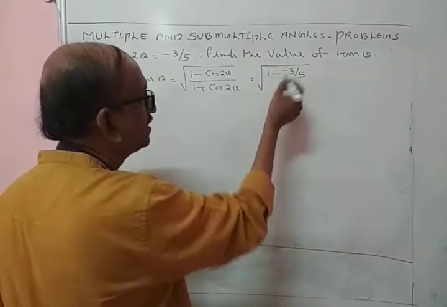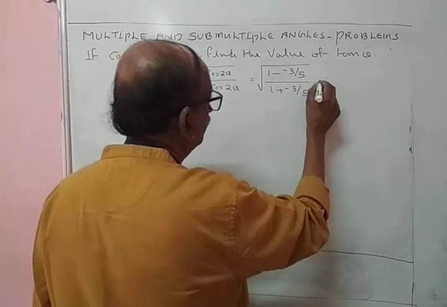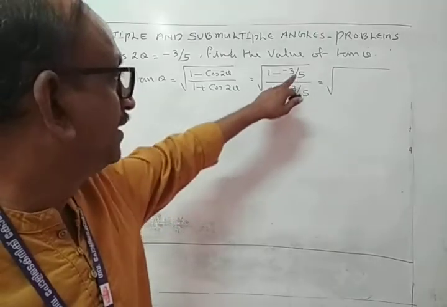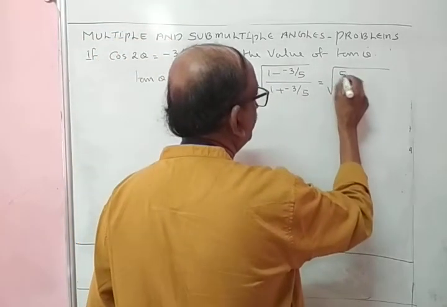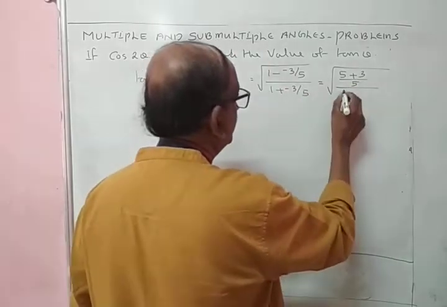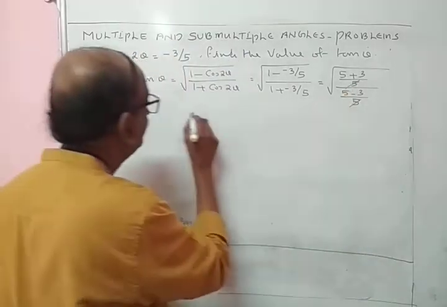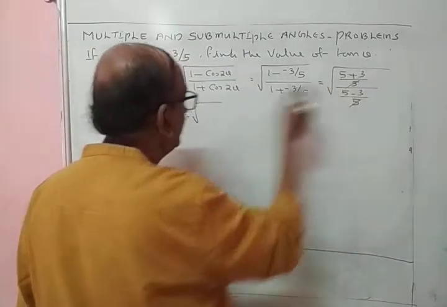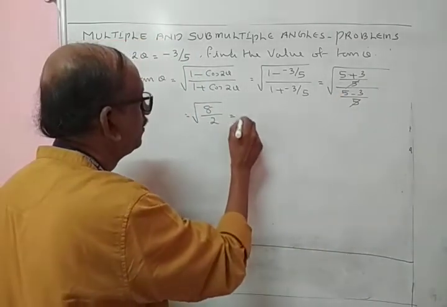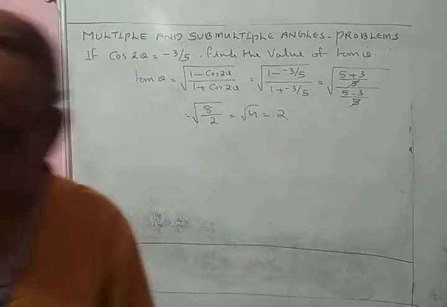Cos 2 theta is minus 3 by 5. 1 plus 3 by 5. Then cross multiplication, 5 plus 3 by 5 divided by cross multiplication, 5 minus 3 by 5. 5 got cancelled. Root of 5 plus 3, 8, by 5 minus 3, 2. Root 4 is equal to 2. Is the value of tan theta.